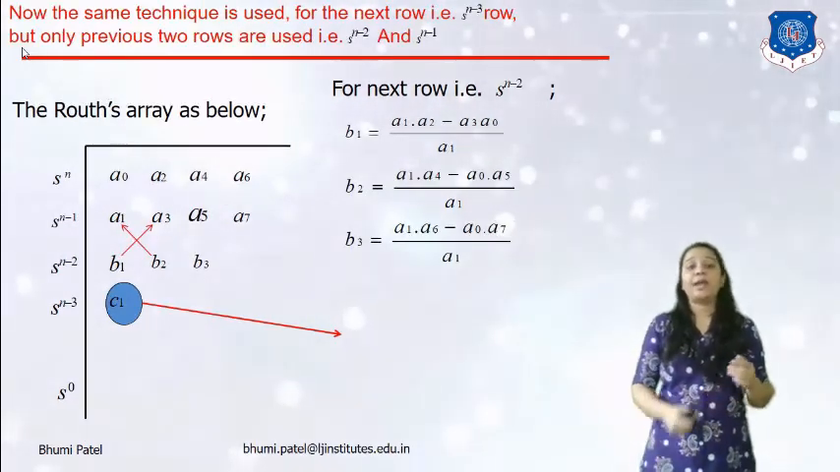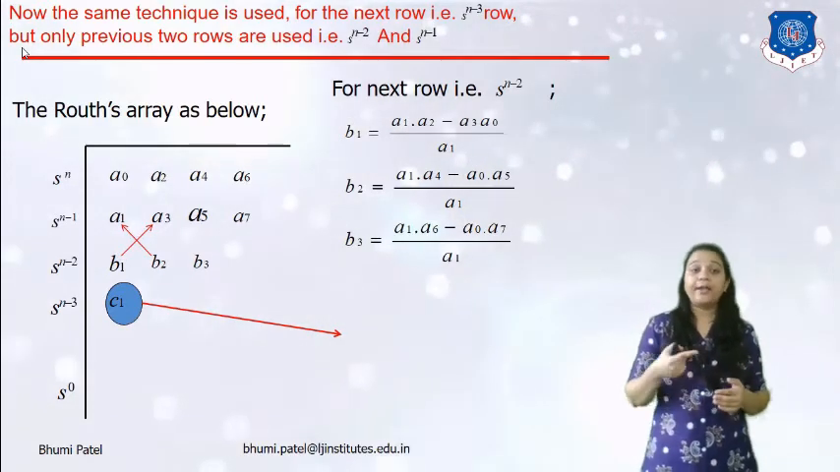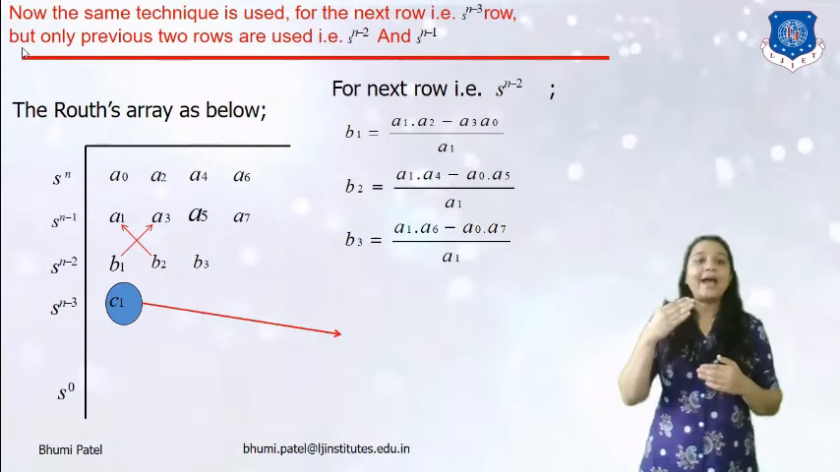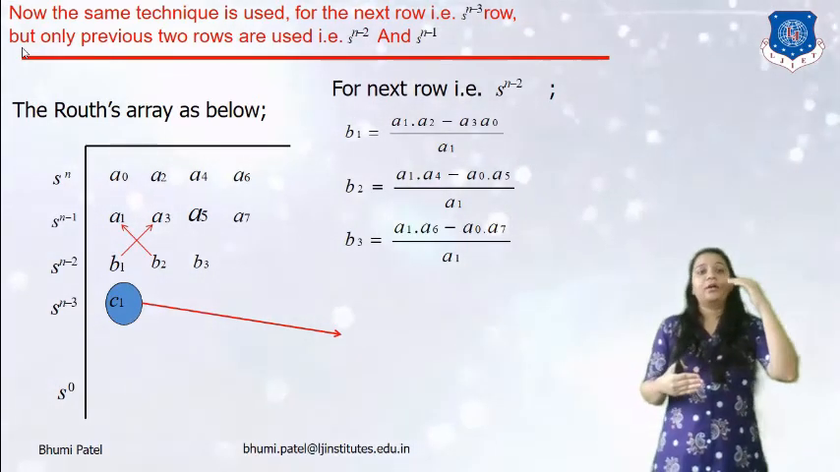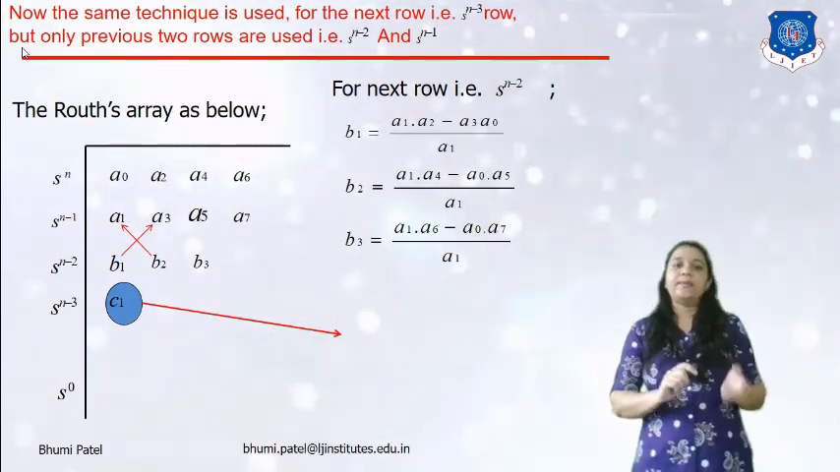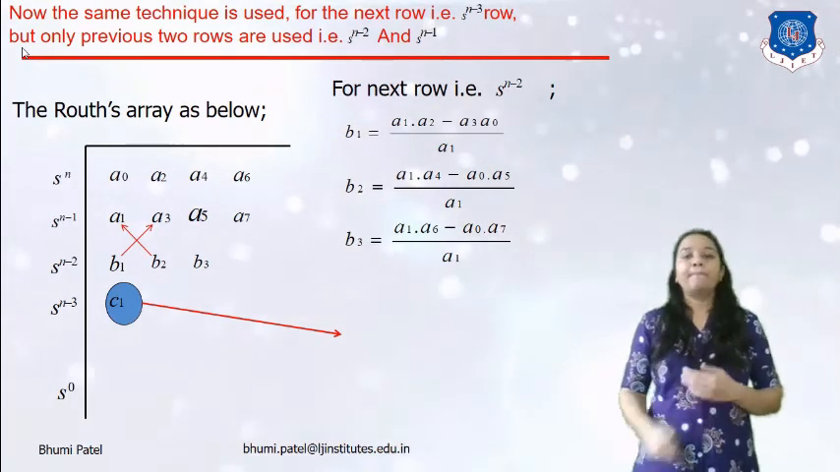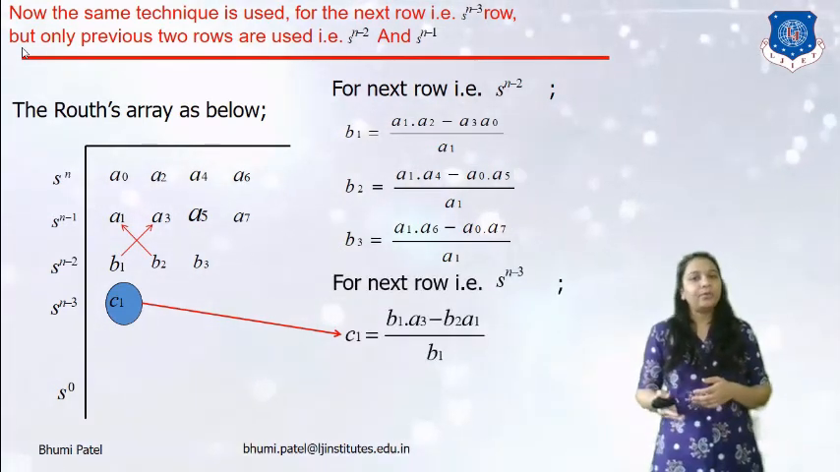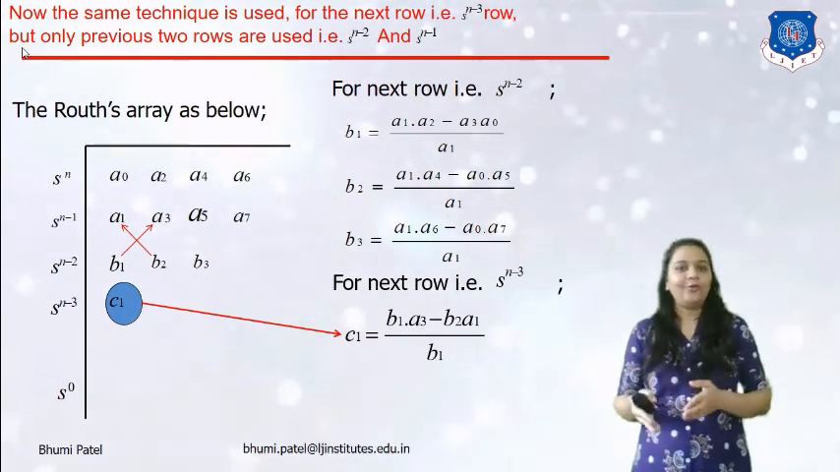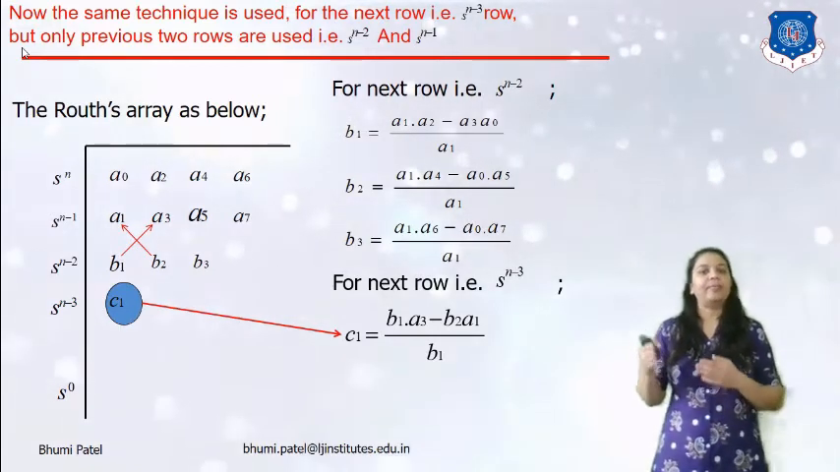Now next we have to find the value of c1. For that we always consider the last two rows, so we skip the first row. To find c1 we simply cross multiply: b1 into a3 minus a1 into b2, upon b1. So this is the value of c1 for the next row, s raised to n minus 3.